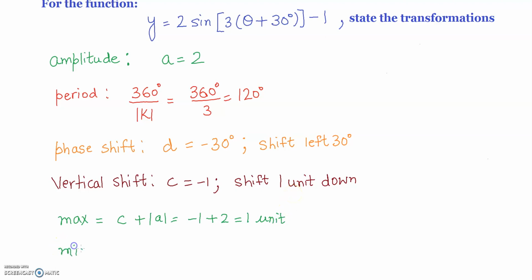Then we have the minimum value, which I can say is the value of c minus the amplitude, which is the absolute value of a. C is negative 1, and then we have a negative sign in the formula. The absolute value of a is again 2. Therefore, the minimum value is negative 3 units. That's how we can write the transformation of a sine function when the equation is given. We have the amplitude, period, phase shift, vertical shift, maximum value, and the minimum value.